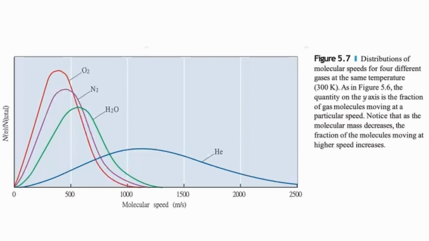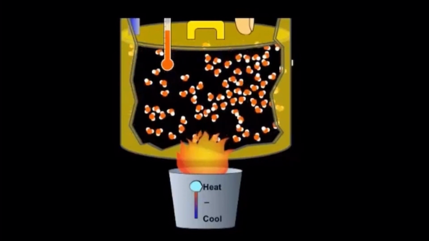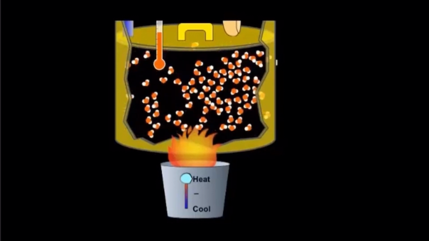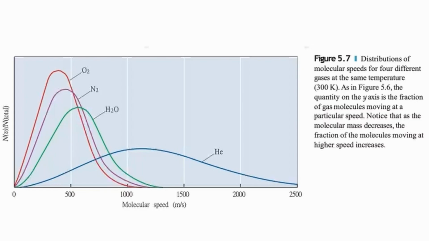You can readily see that on average, lighter molecules travel faster than the heavier molecules. So the kinetic theory states that at high temperature, the gas molecules move faster. And also if the molecules are lighter, they tend to move faster. So if there's more density, the molecules tend to move a bit more slowly.